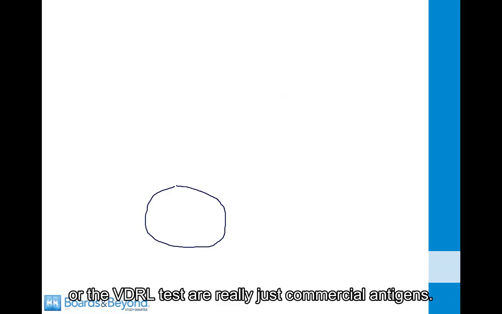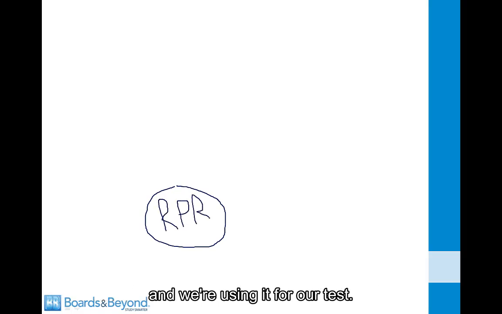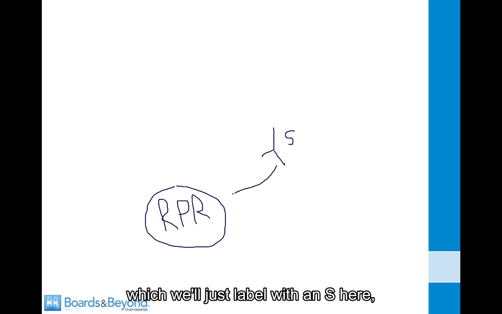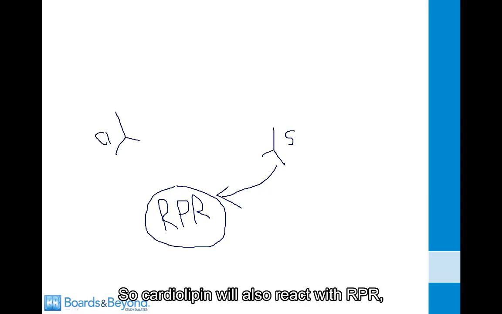To understand this, you need to appreciate that the RPR test or the VDRL test are really just commercial antigens. In this case, let's assume we have one of the RPR antigens and we're using it for our test. This antigen is useful for syphilis because antibodies to syphilis, which I'll just label with an S here, will react with RPR. The problem is that other antibodies will also react with RPR. So cardiolipin will also react with RPR, so will many other antibodies, and there are lots of false positives on the RPR test for this reason.